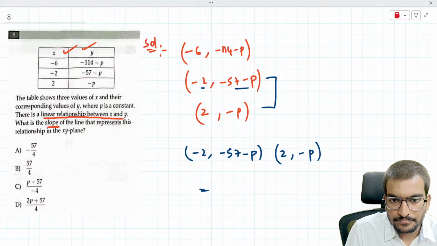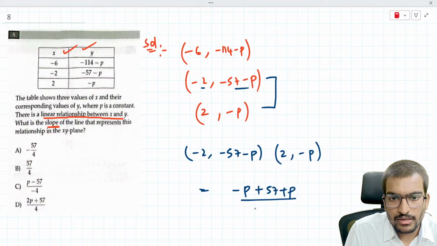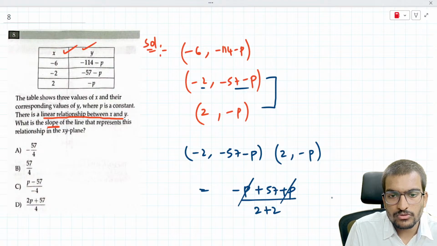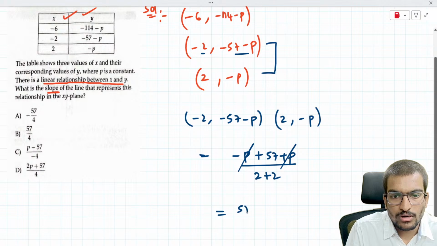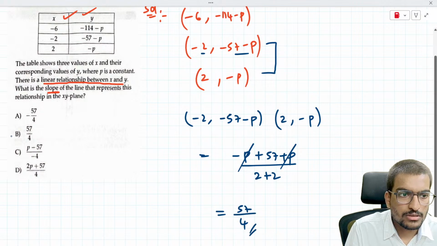So here, y2 negative p and positive 57 positive p, divided by x2 minus x1, which is positive 2. This negative p positive p is gone. It is 57 by 4, which is option B.